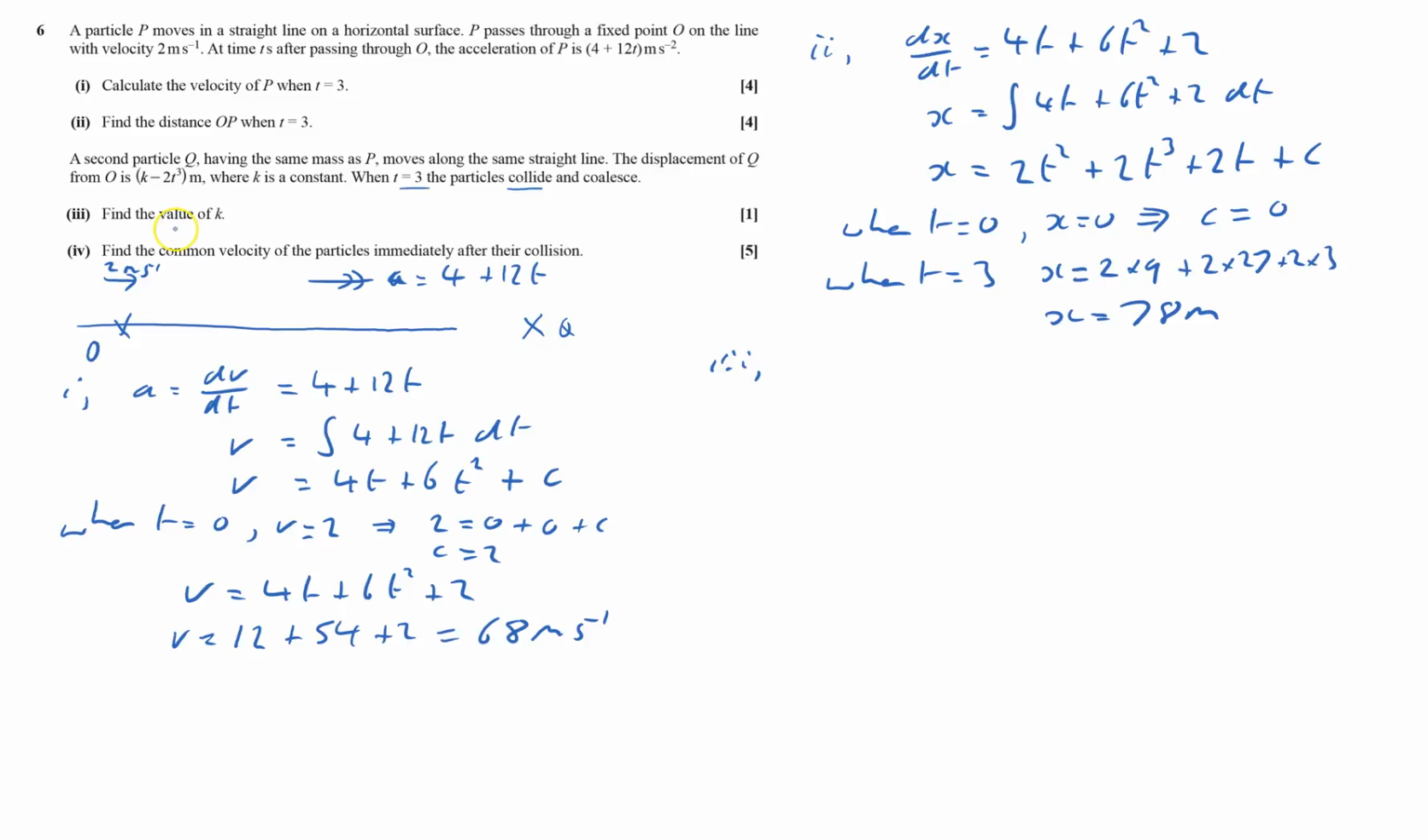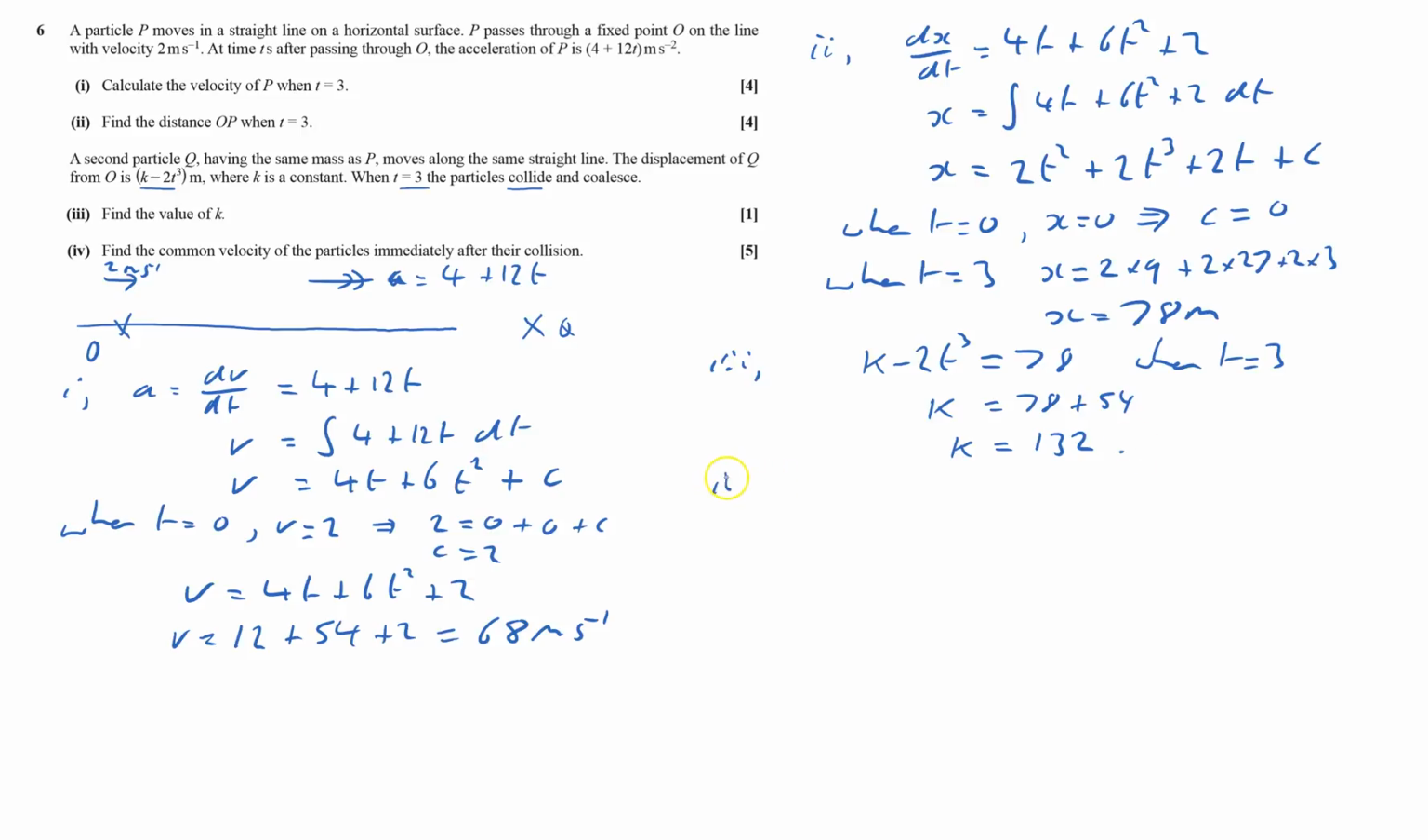So all I need to do to find the value of k is to know the displacement here, so k minus 2t cubed must equal 78 when t equals 3, because there must be the same distance there because they collide. And that will give me that k equals 78 plus 54, and so k will equal 132.